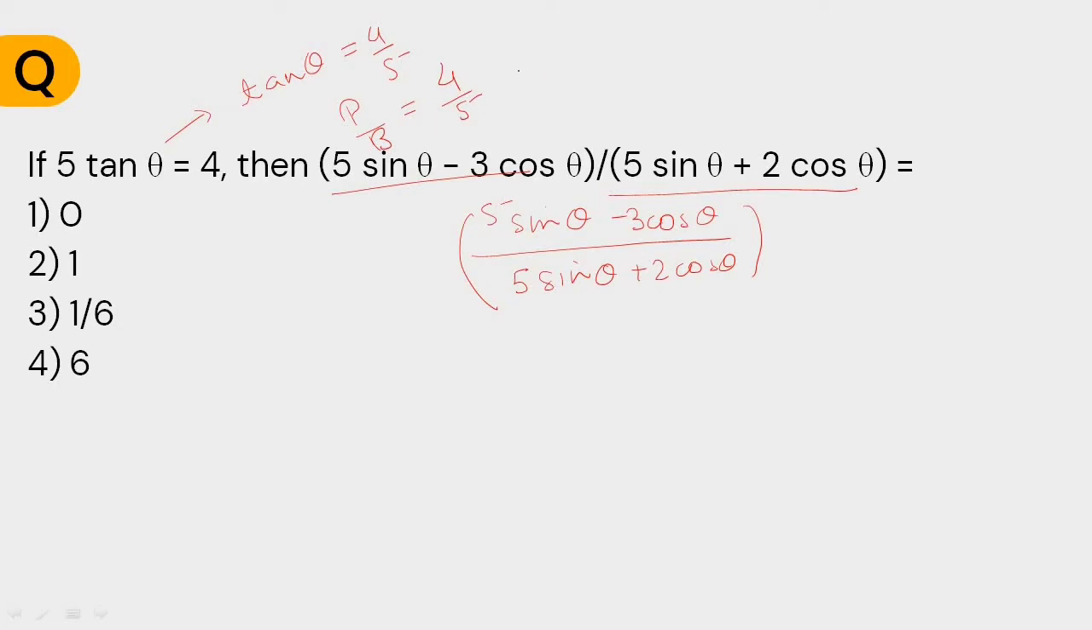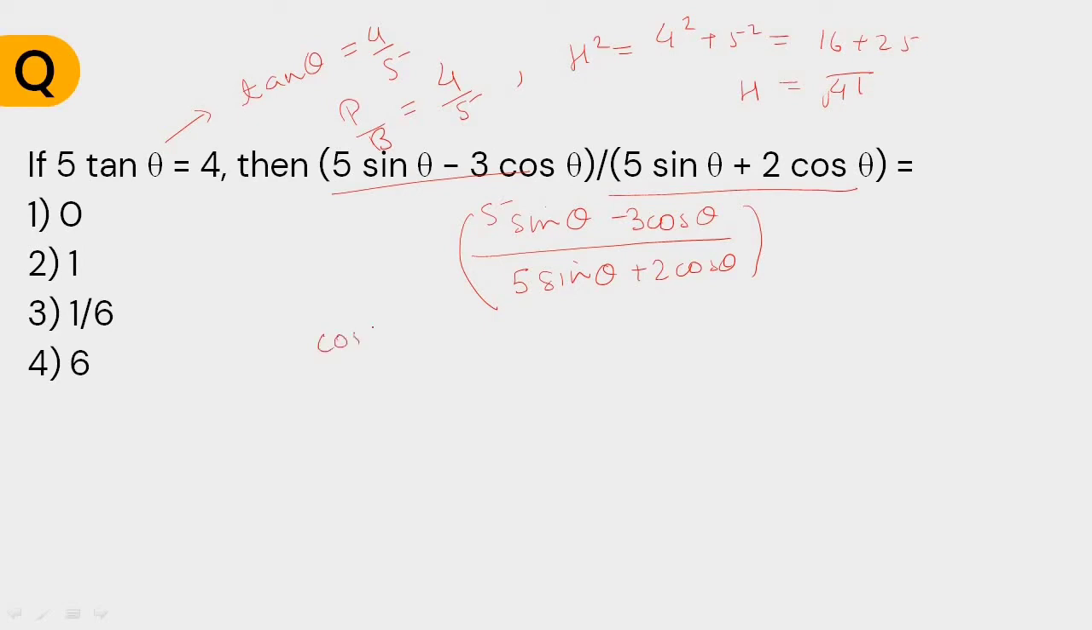Okay, and for hypotenuse, square is perpendicular square plus base square, which is 4 square plus 5 square, where 4 square is 16, 5 square is 25. Hypotenuse here is under root 41. We have to just put the values here. There was one more method in which we can take cos common. That method is also easier. That is the second method.